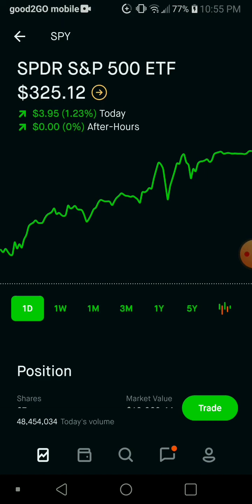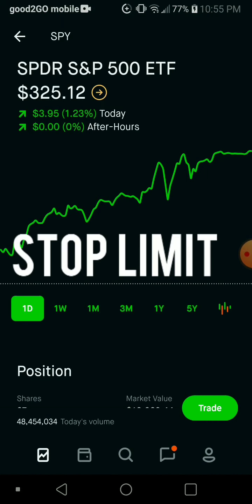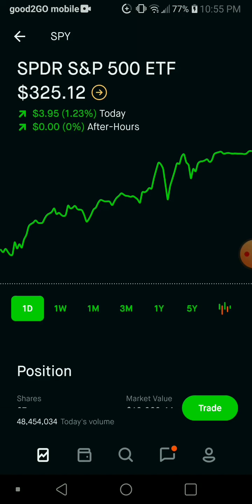Now the fourth type of trading is called stop limit. Okay, hold on. That's too many types of trading. Stop loss, stop limit, trading stop. People are getting confused now, I know. So, okay, let's make it easy. What's the difference between stop loss and stop limit?